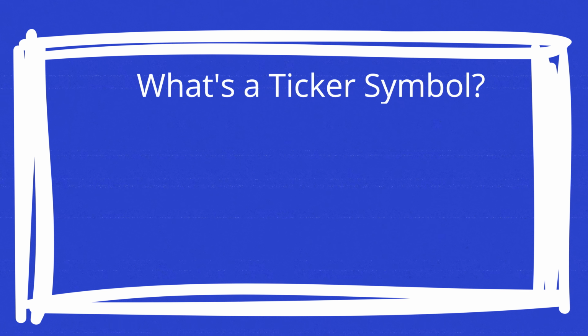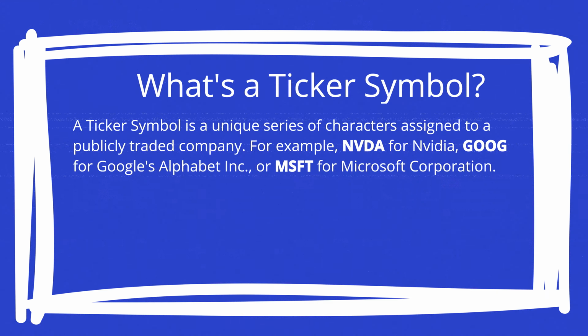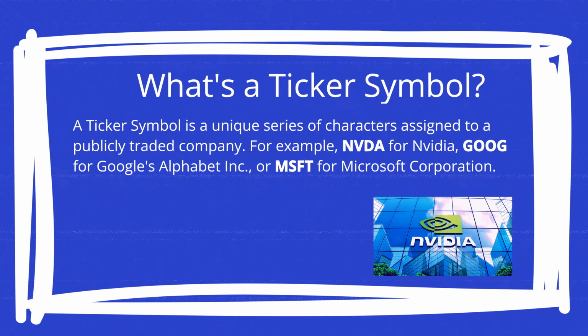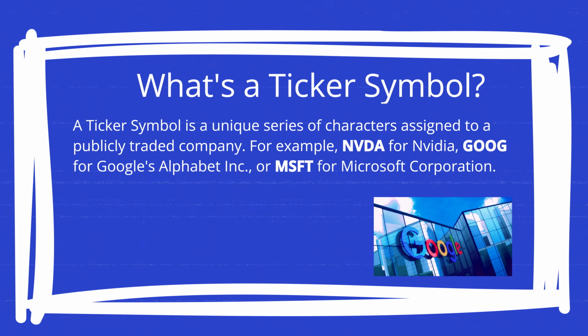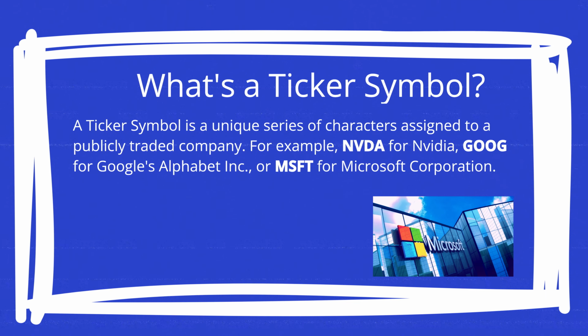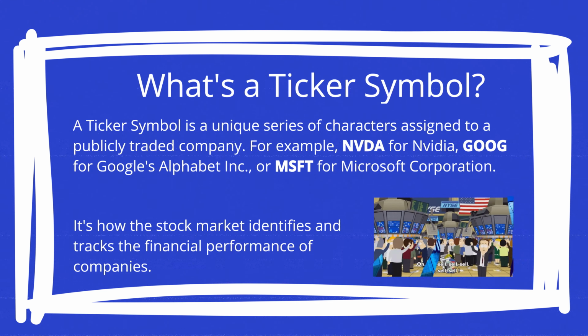Wondering what a ticker symbol is? A ticker symbol is a unique series of characters assigned to a publicly traded company. For example, NVDA for NVIDIA, GOOG for Google's Alphabet Incorporated, or MSFT for Microsoft Corporation. It's how the stock market identifies and tracks the financial performance of companies.